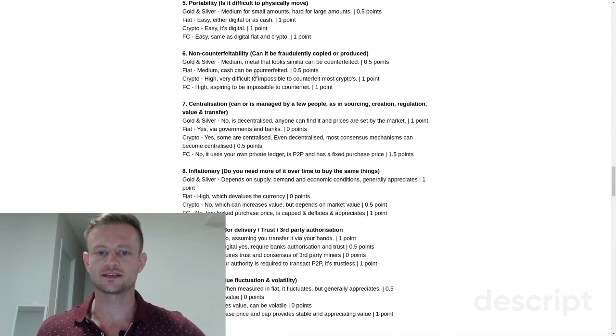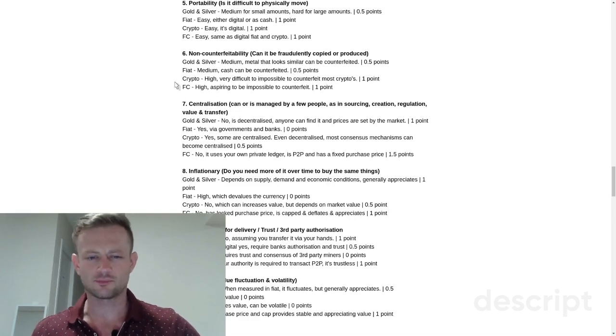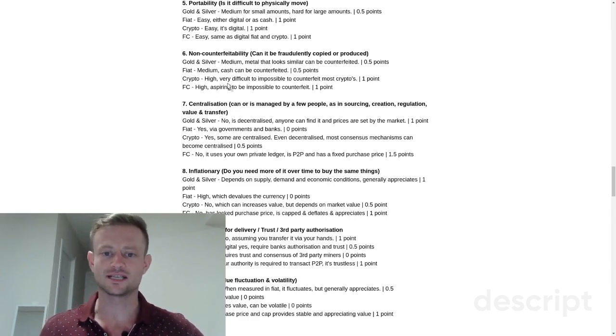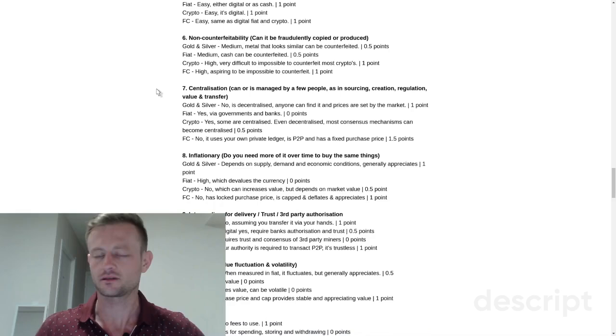So non-counterfeitability, people in the past were counterfeiting gold and silver. Fiat can be. Crypto, from what I know so far, it's very difficult, next to impossible, to counterfeit cryptos, which is great. And so with the Freedom Credit, I'd just be looking to copy that technology, find which crypto is the hardest to counterfeit, and just copy the systems that they're using and improve upon it. Centralization, number 7.